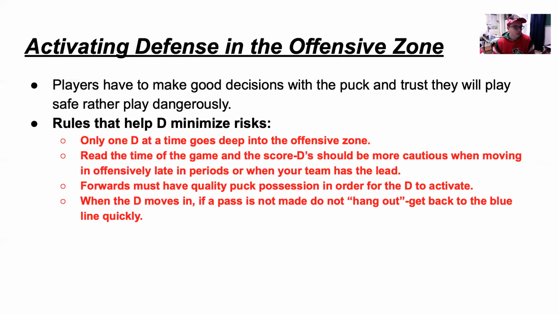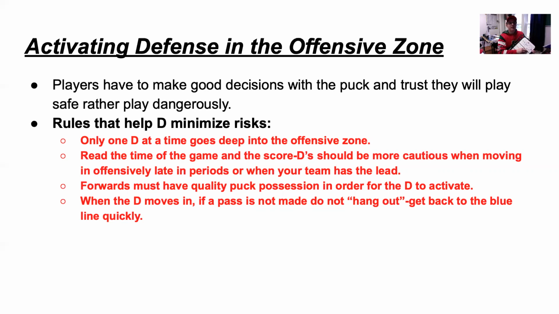So the first one is only one D at a time goes deep in the offensive zone, like we talked about. Okay, remember, if one of our D go down low, here's our right wing, center, left wing. Say this D goes down low, right wing's gonna have to come back up and cover his or her position. Same thing on the side. If this D comes in, left wing will have to cover the position. Center will be down low, battling.